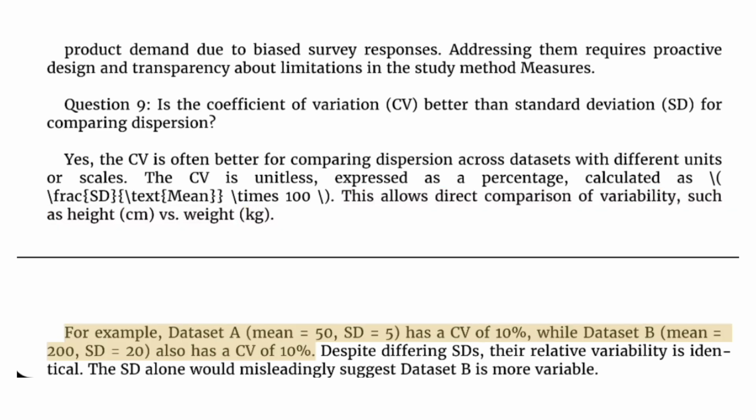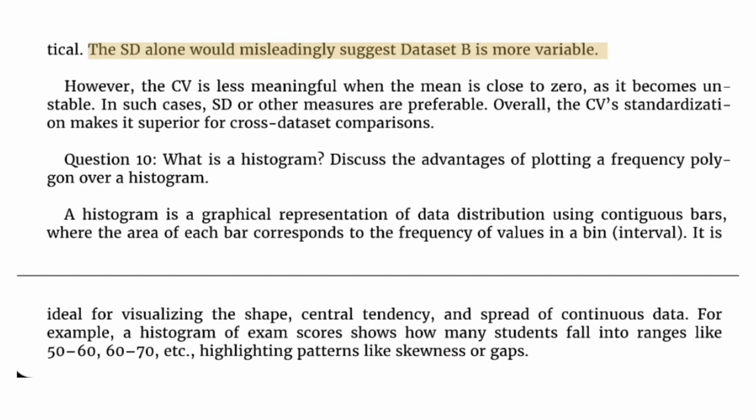For example, dataset A, mean equals 50, SD equals 5, has a CV of 10%, while dataset B, mean equals 200, SD equals 20, also has a CV of 10%. Despite differing SDs, their relative variability is identical. The SD alone would misleadingly suggest dataset B is more variable. However, the CV is less meaningful when the mean is close to zero, as it becomes unstable. In such cases, SD or other measures are preferable. Overall, the CV's standardization makes it superior for cross-dataset comparisons.